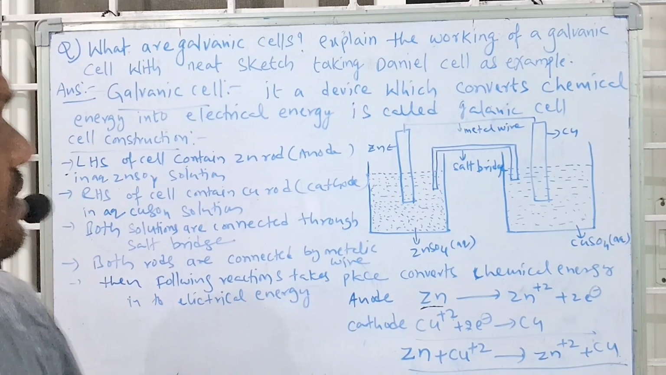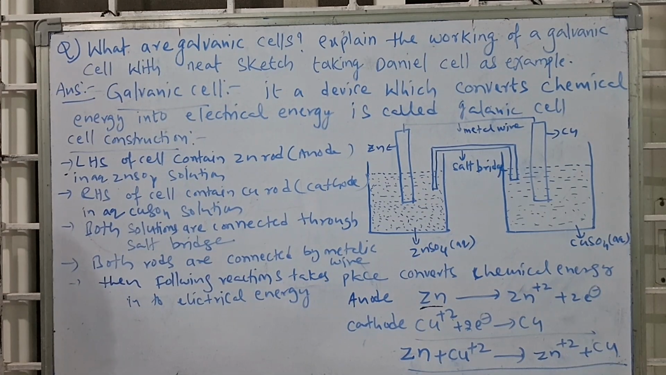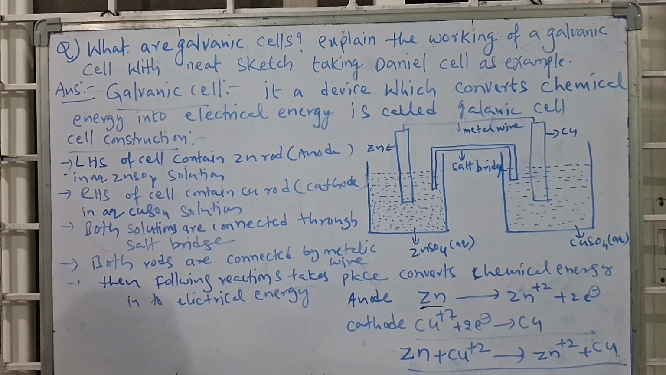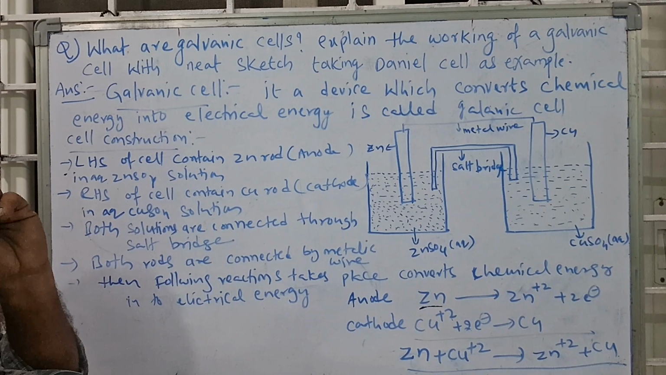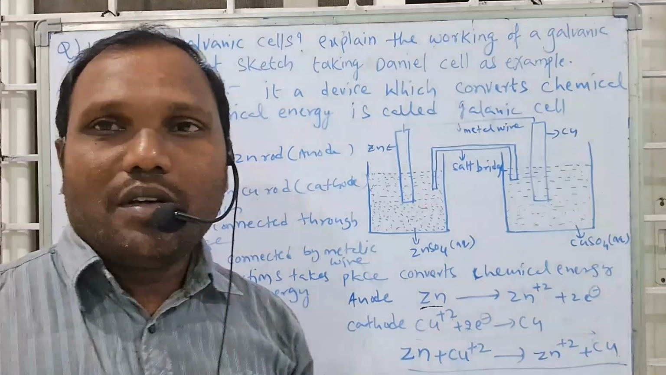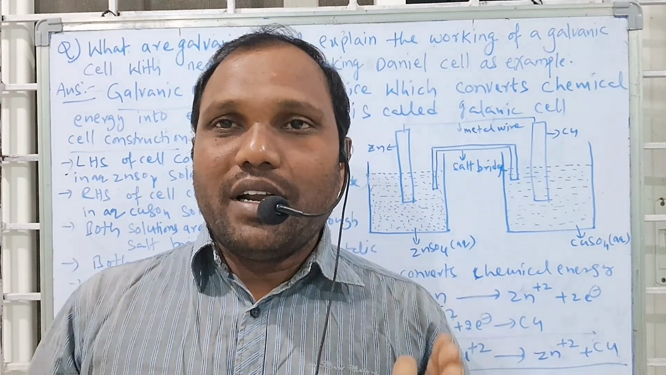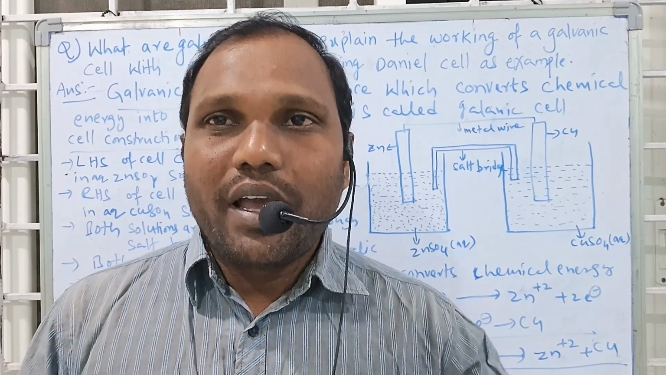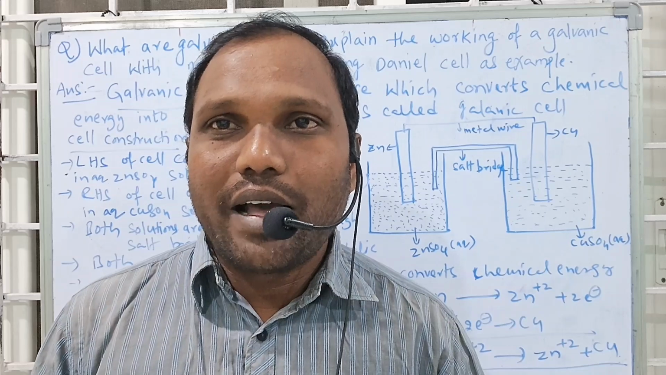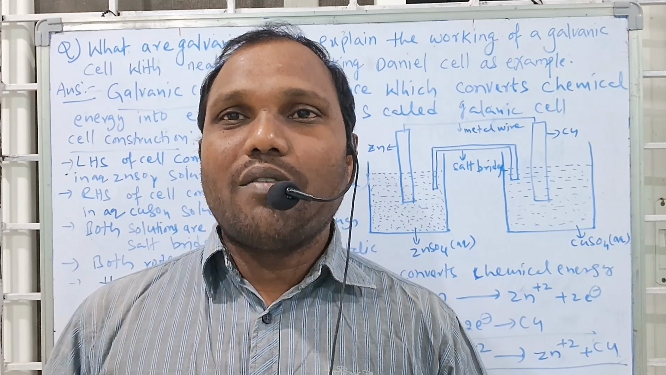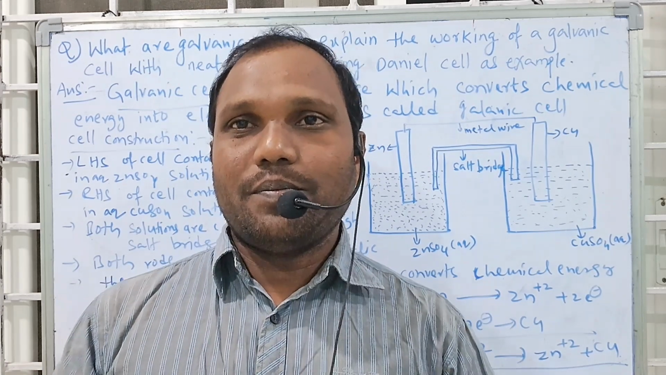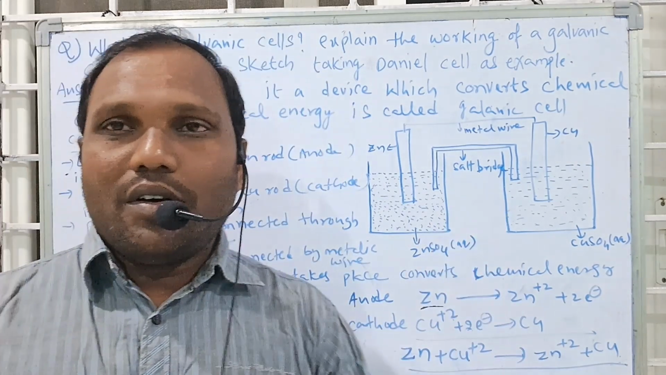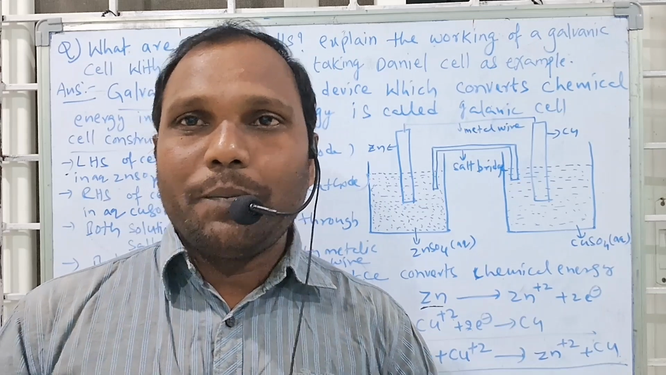Okay, now galvanic cell. A galvanic cell is a device which converts chemical energy into electrical energy. Actually it is the device which helps conversion of chemical energy into electrical energy, and it is called a galvanic cell. An example of a galvanic cell is the Daniel cell. Okay, we need to draw its diagram. From the diagram now I am explaining.